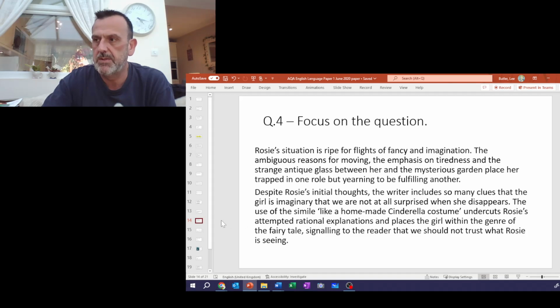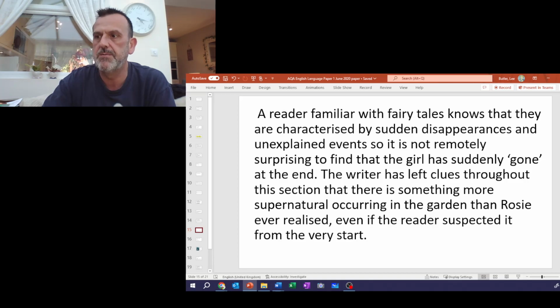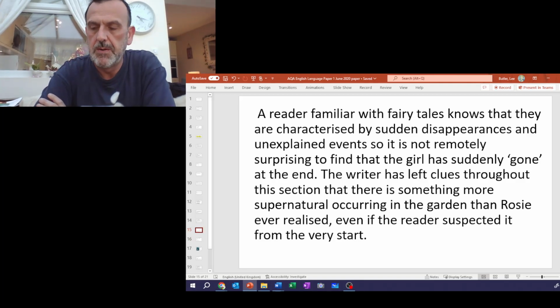Right, then this is what they say. Again, you can pause it if you need longer to read it. And again, they say this is a very good way to write about question 4. The reader familiar with fairy tales knows that they are characterised by sudden disappearances and unexplained events, so it is not remotely surprising to find that the girl has suddenly gone at the end. The writer has left clues throughout this section that there is something more supernatural occurring in the garden than Rosie ever realised, even if the reader suspected it from the very start. It's a good way of coming back to the start, and it's a good way of showing that you understand what the writer is doing.